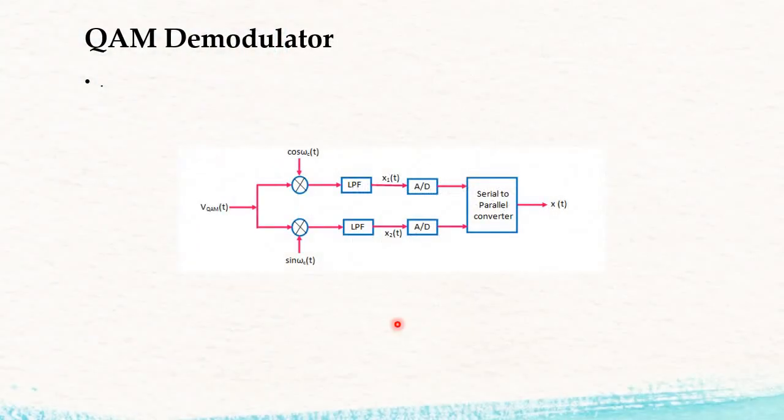Demodulator. This is the block diagram of a demodulator. In the demodulator we receive the signal and split it, and the same received signal is applied to the two modulators. The first modulator has a carrier of cos and the second has a carrier of sine, and then the outputs pass to the low pass filters. The low pass filters are set so that the first passes only the x1 values and the second passes only the x2 values.